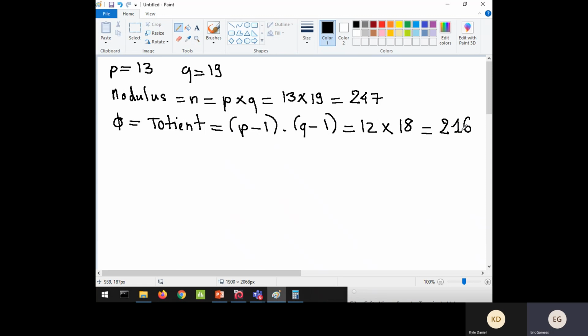So now we need to choose E. What is E? What is the name of E? The public exponent.